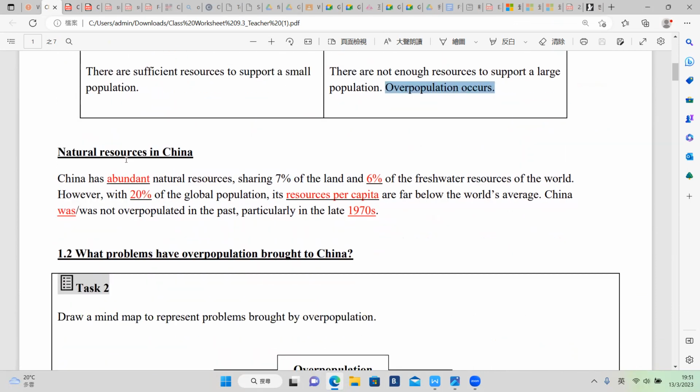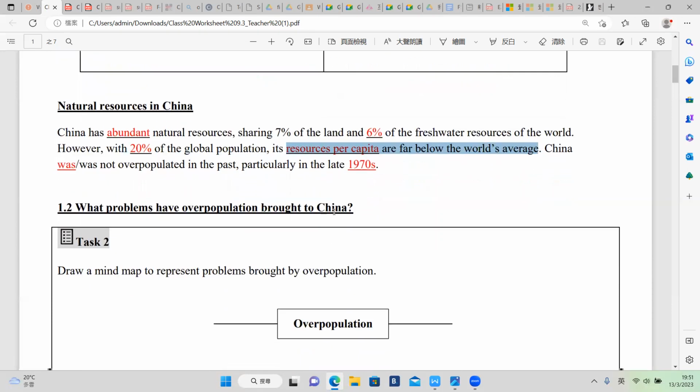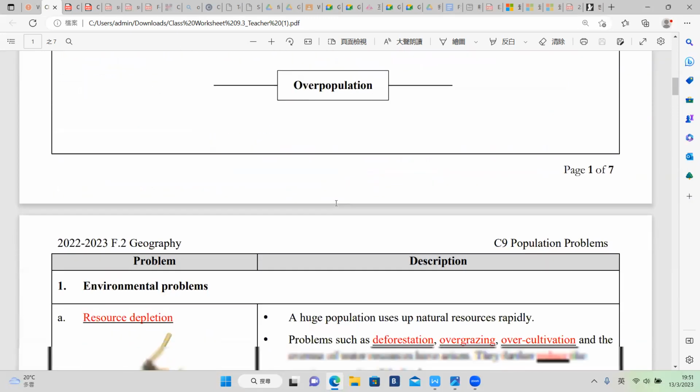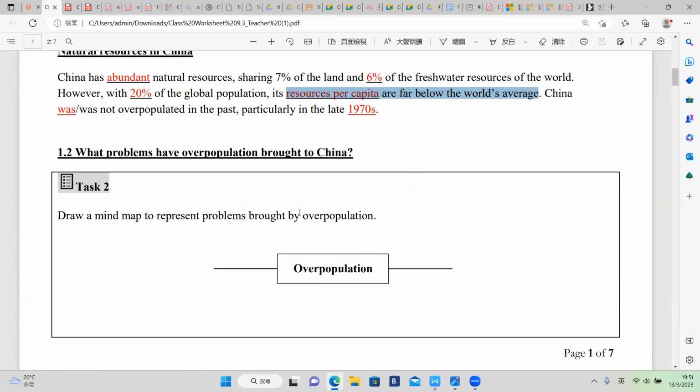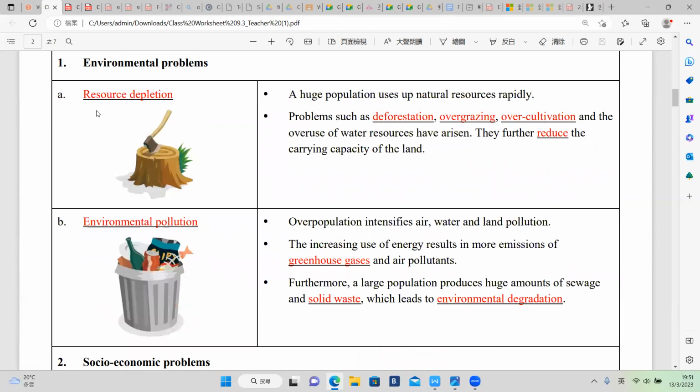The natural resources in China are okay in general. We have abundant natural resources, sharing 7% of the land and also 6% of the fresh water. 7%, I don't know whether I said 70% previously. But we have 20% of the global population, and the resource per capita is far below the world average. China was heavily overpopulated in the past, particularly in the late 1970s.